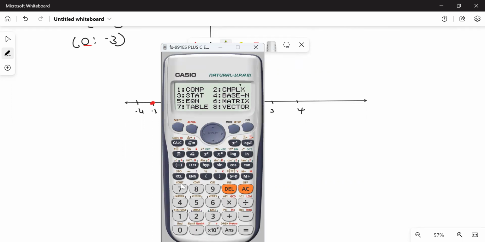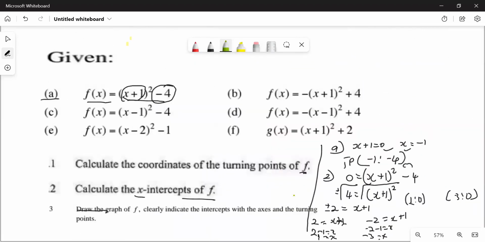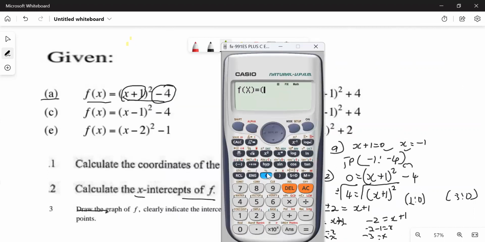According to mine, the option is 7 again, and then I'm going to press 7. If I press 7, it gives me f of x again. Now on f of x, I'm going to type the equation exactly the way it is. What does the equation say? You have open bracket, then you have alpha, and then you press x. And then it says plus 1, close bracket, all squared, minus 4, equals. Again it says g of x. You don't write anything on g of x.